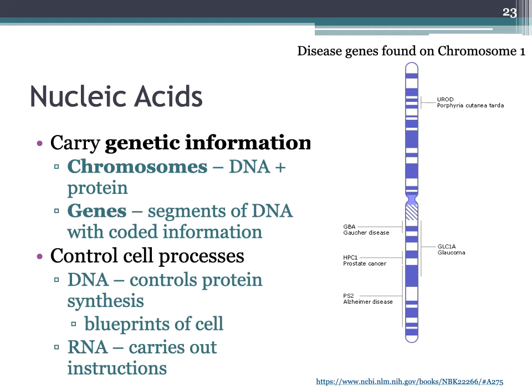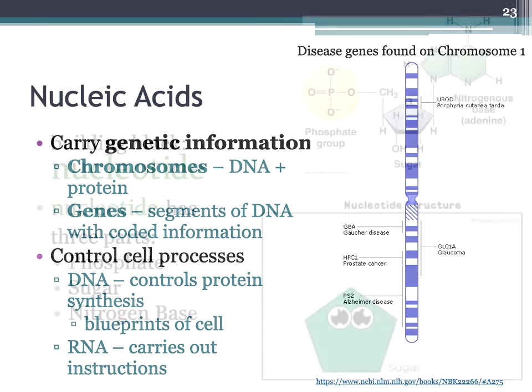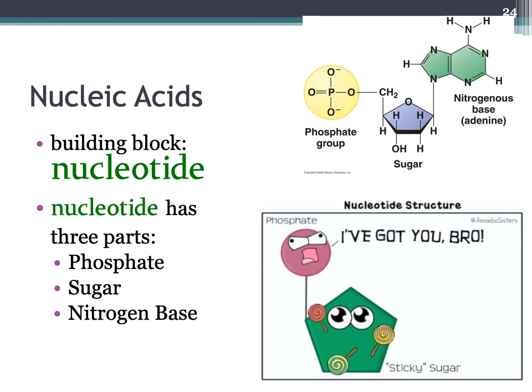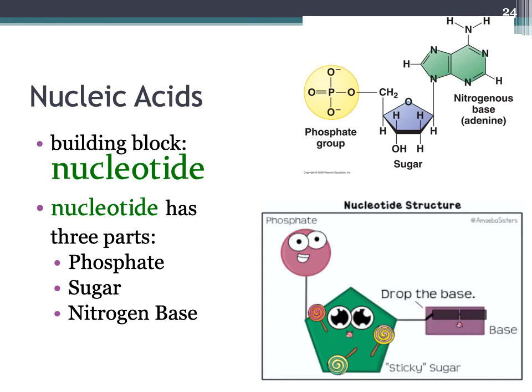These nucleic acids control the cell processes. The DNA is the blueprints of the cell. The RNA carries out these instructions. So the RNA is the copy that goes out, where DNA is the master copy. A building block is the nucleotide. The nucleotide is three main parts: a phosphate, a sugar, there's your sugar, at the bottom, your phosphate, and then a nitrogenous base.